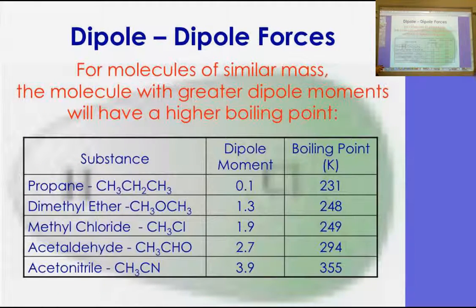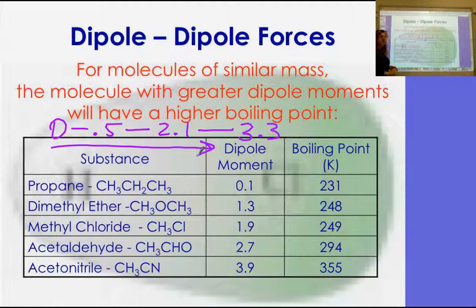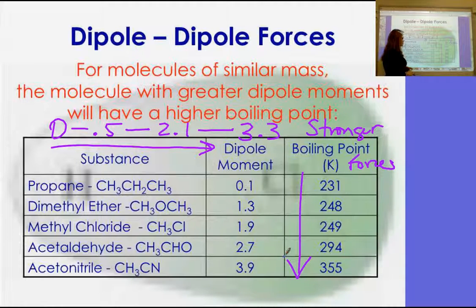But it's the second weakest. So when molecules have a similar mass, the molecule with the greater dipole moment, again remember our scale, 0 to 0.5, 0.5 to 2.1, 2.1 to 3.3, the greater this number, the stronger the forces. When you have stronger forces, you have an increase in your boiling point.